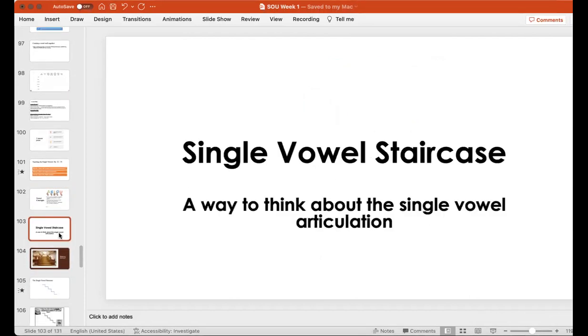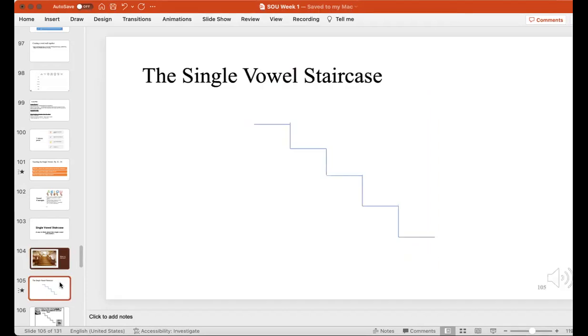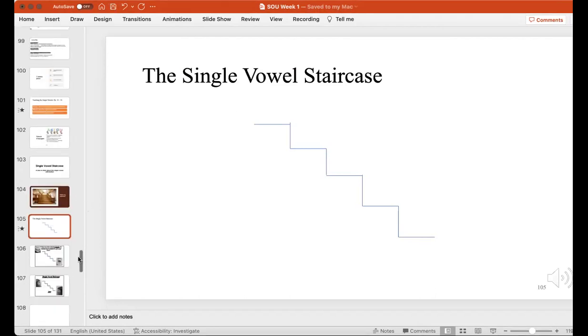So when I teach these, I use a concept called the single vowel staircase. I always begin with my students by asking, what is a staircase anyway? Because I can't assume that they know what a staircase is and can define it. So usually I use pictures, and I want them to be able to define it. But this is what the single vowel staircase looks like, and it starts at the top.